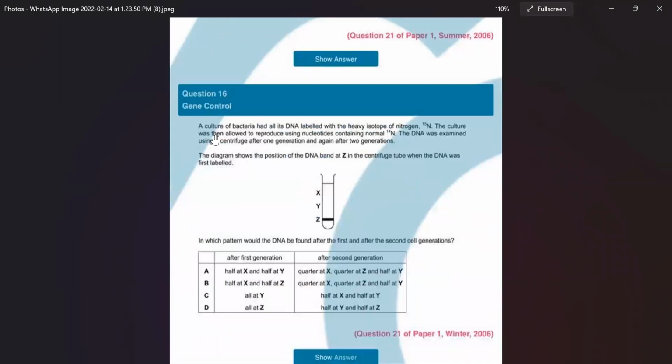Okay. A culture of bacteria had all its DNA labeled with the heavy isotope of nitrogen. Okay, the culture was then allowed to replicate, and we even did this question, remember? Replication, heavy and light isotopes, heavy and light DNAs. We discussed 3 types of replication: dispersive, semi-conservative, conservative. It's exactly the same thing. It's written a little bit tougher because I can't teach you this stuff otherwise, you'll never understand it. But the question is obviously tougher, which is why we're discussing questions and not just checking them.